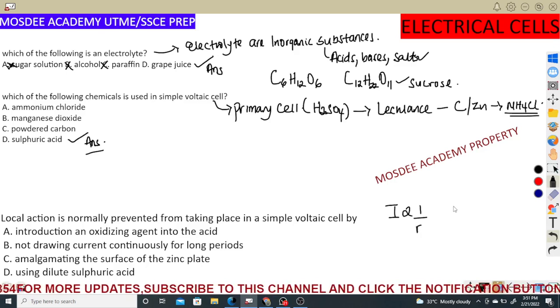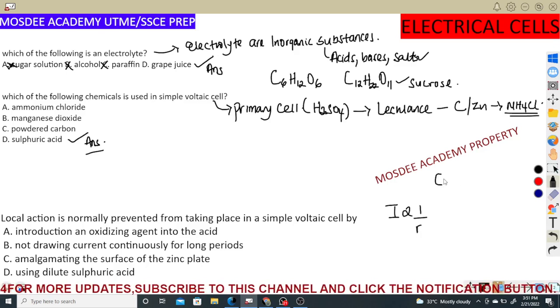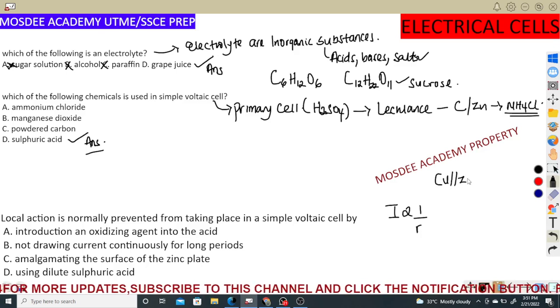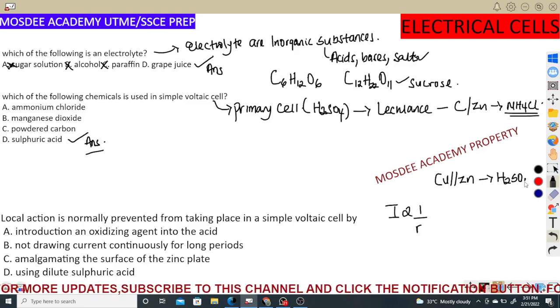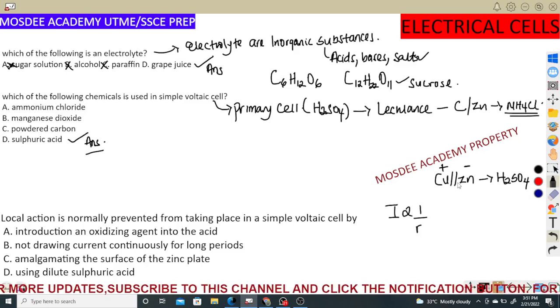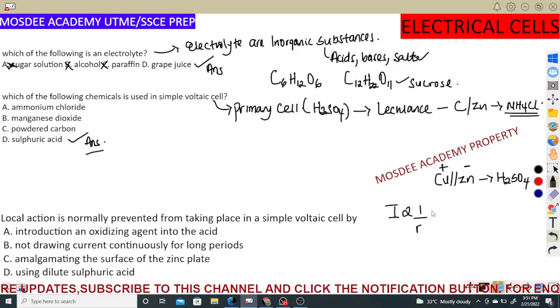Now, as current is being produced, I told you most primary cells use copper and zinc as their electrodes that are dipped in what? H2SO4. Now, we said this is the positive and this is the negative electrode. Electrodes are poles, they are called anode and cathode. Oxidation takes place at the anode, reduction takes place at the cathode. Oxidation is loss, reduction is gain. These are short things you can keep at the back of your mind.